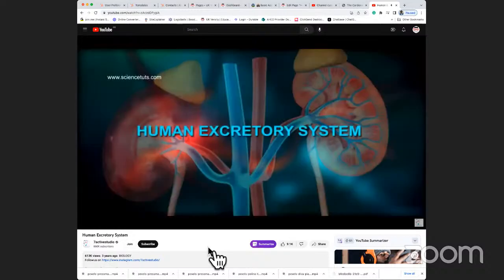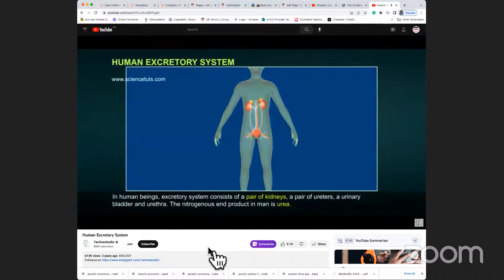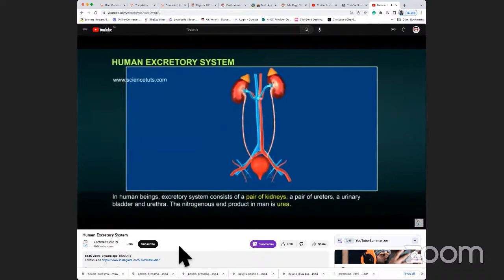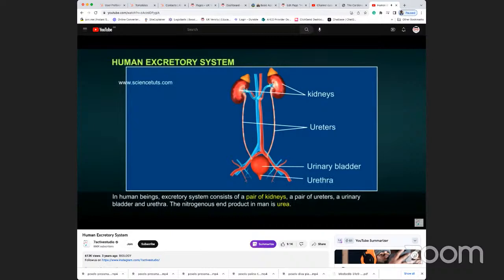Human excretory system. In human beings, excretory system consists of a pair of kidneys, a pair of ureters, a urinary bladder, and urethra. The nitrogenous end product in man is urea.